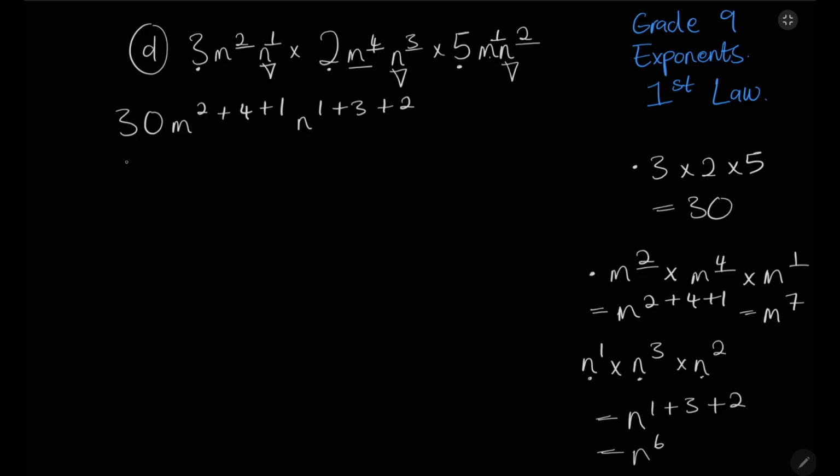Okay, so we have 30 m. Let's add our exponents. 2 plus 4 plus 1 is 7. For n, 1 plus 3 plus 2 is 6. So our final answer is 30m to the power 7 n to the power 6.